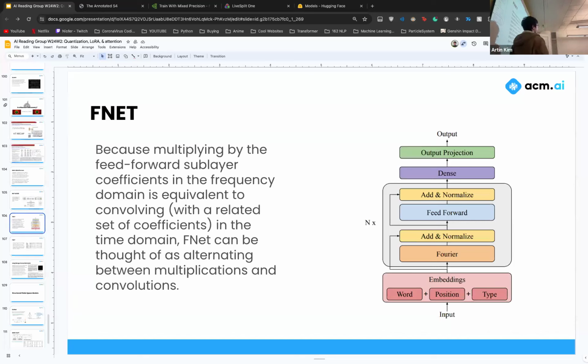I think, to be honest, without positional embeddings, everything is just done. Yeah, I think that's it.